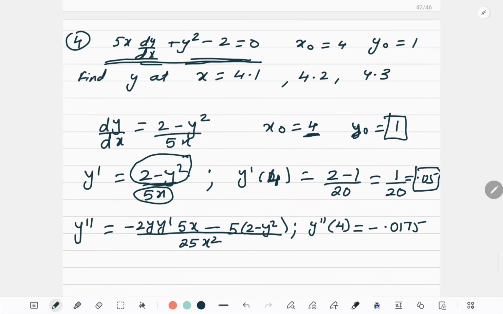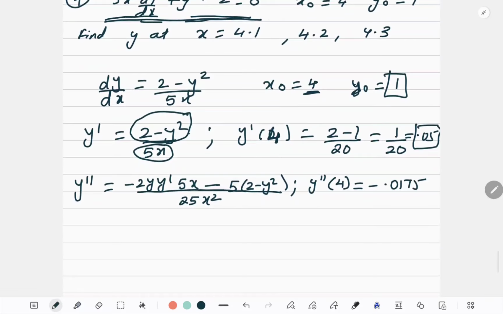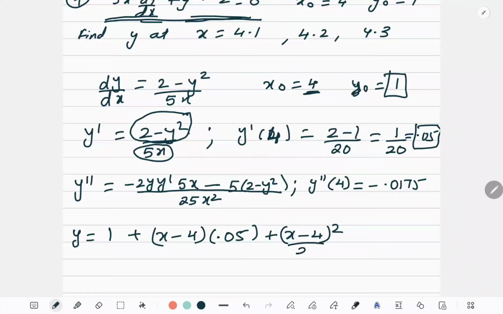Now since it is complicated differentiation, after 2 derivatives I'll stop because I have got 3 non-zero values. So now what will be the answer? y is equal to y of x0. What is y of x0? 1 plus (x minus x naught), so (x minus 4) y dash. y dash is how much? 0.05. Then plus (x minus 4) square upon 2 factorial into 0.05. This thing will be this one minus 0.0175.